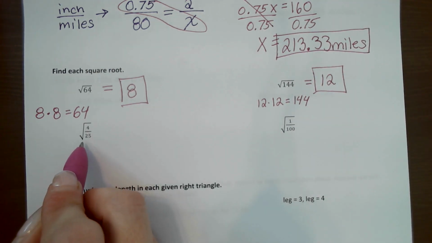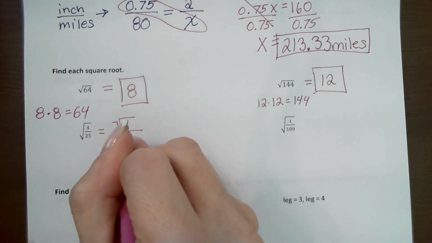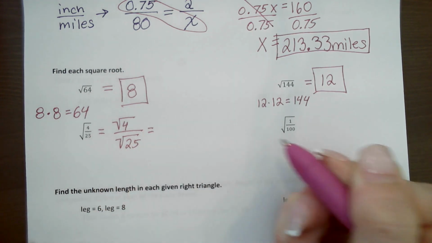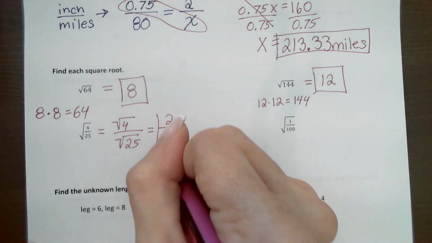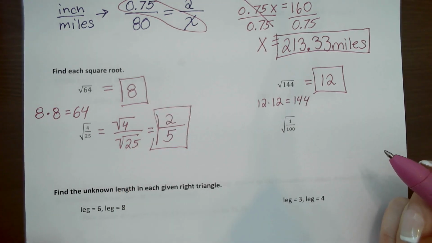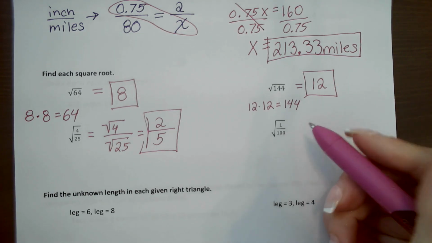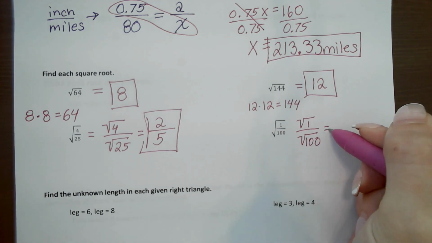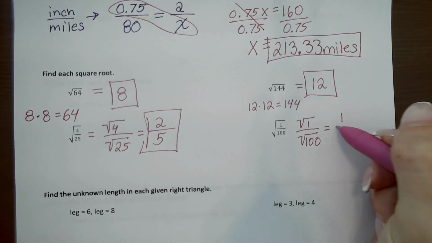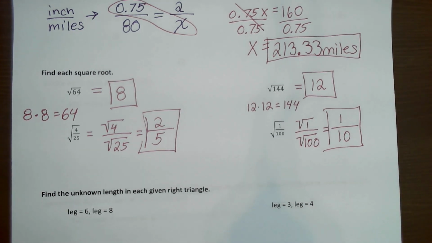Now, when we have a fraction that we're taking the square root of, we're going to look at that as two separate square roots, the square root of 4 and the square root of 25. The square root of 4 is 2. The square root of 25 is 5. So we get 2 over 5. For the next fraction, 1 over 100, we're going to split this up, the square root of 1 and the square root of 100. The square root of 1 is 1. The square root of 100 is 10. So 1/10 is our square root of the fraction.